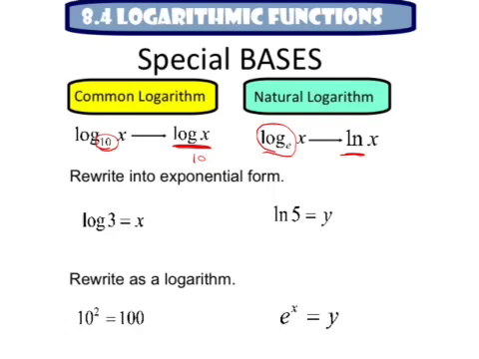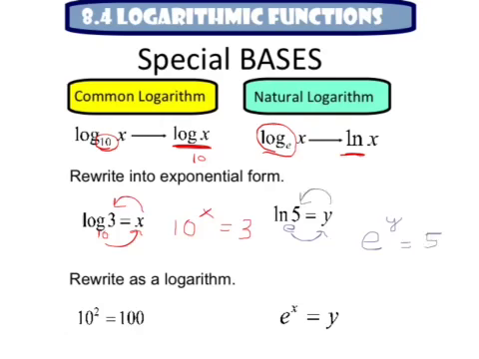So for example, if I need to rewrite some of my special bases into exponential form, log 3, if there's no base, I'm going to pretend there's a 10 there, that hidden invisible 10, and I would write this as 10 to the x equals 3. Likewise, over here, natural log, there's a little hidden base of e, and so I would write this as e to the y equals 5.